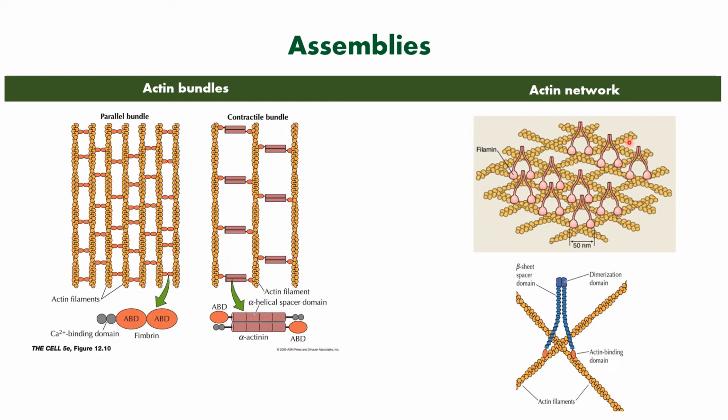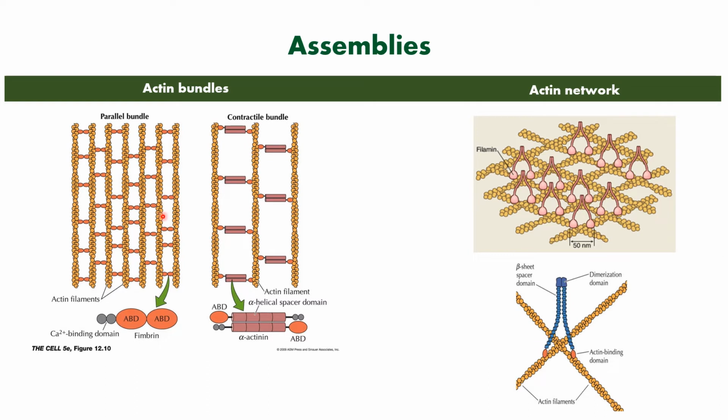The actin bundles will be cross-linked by actin bundling protein, and these proteins have two domains to bind actin and align the filaments, as you can see here. There are two types. There is what's called non-contractile or parallel bundles, and there is a contractile bundle. The parallel or non-contractile bundle will be around 14 nanometers apart from each other.